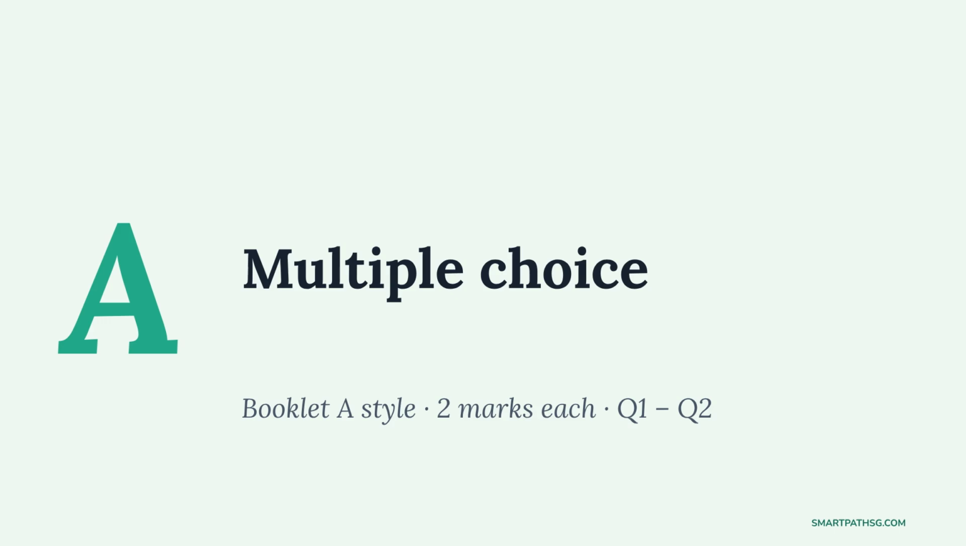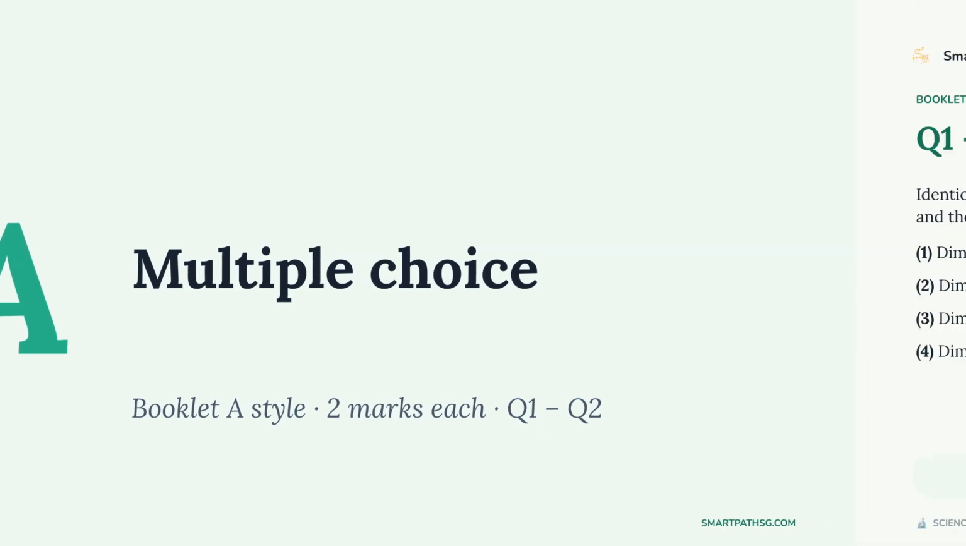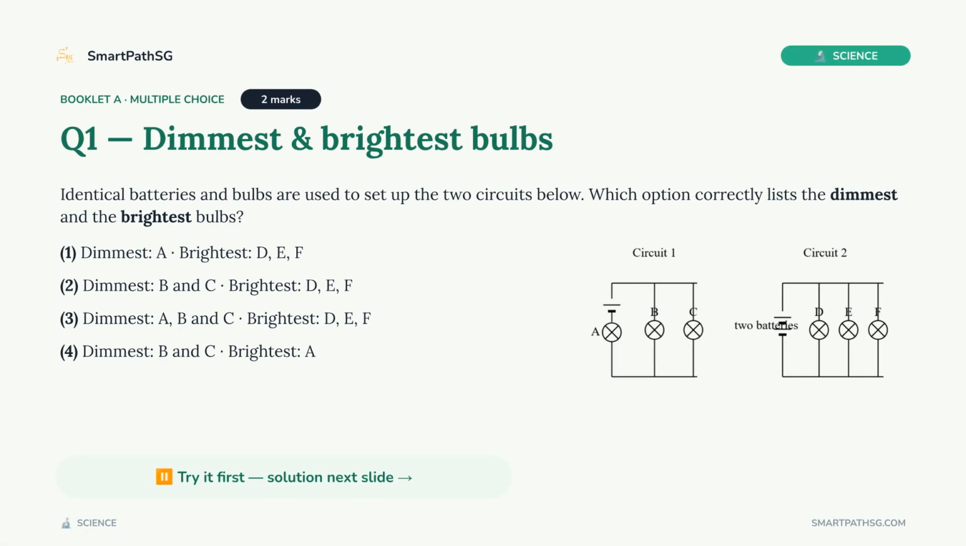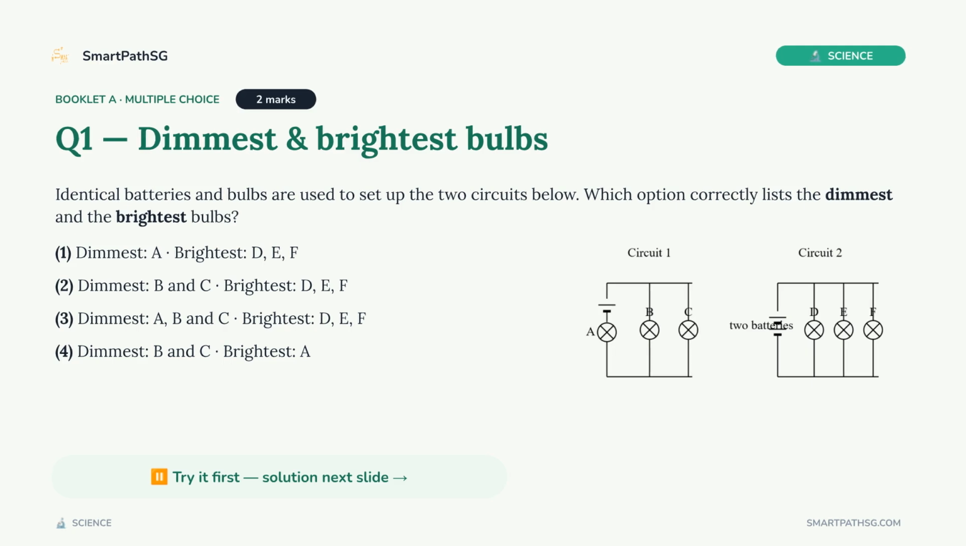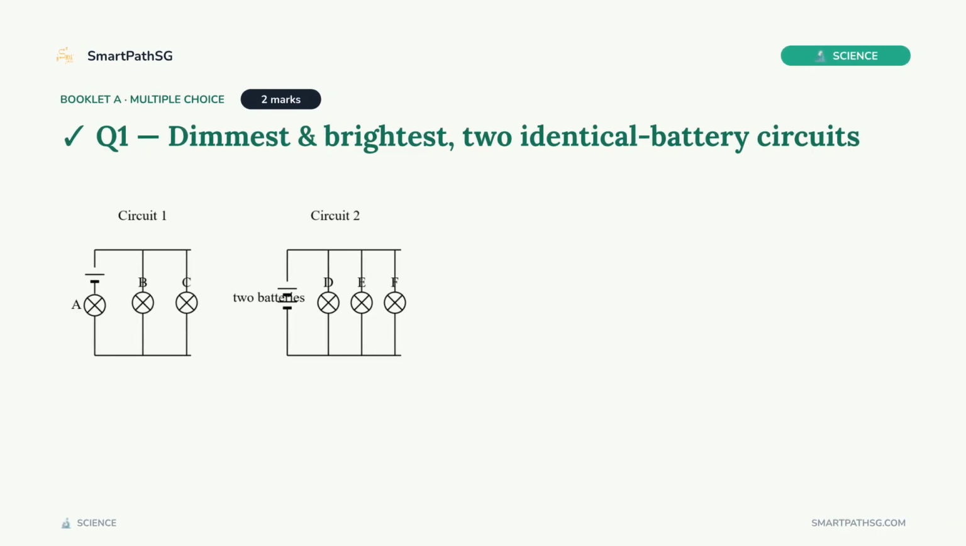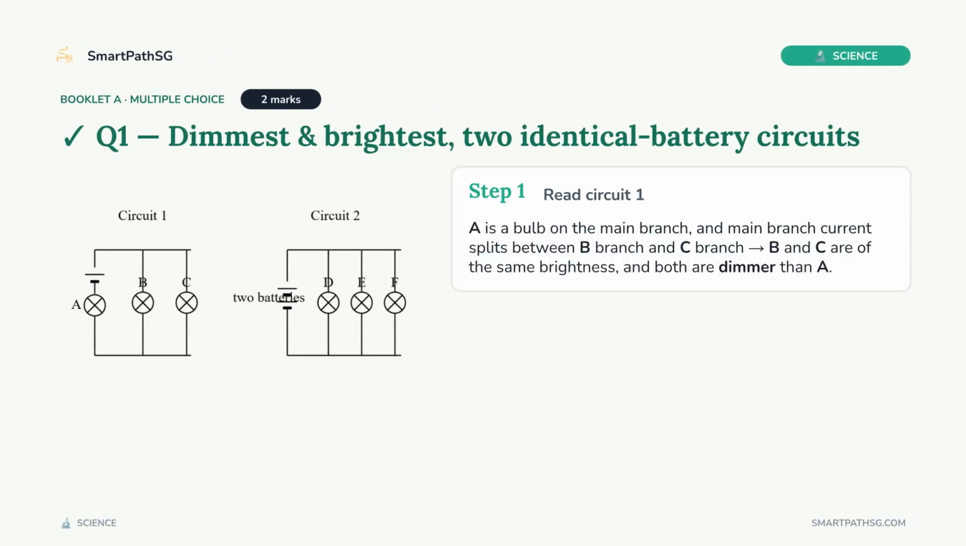Next, let's put what we just learned into practice using two Booklet A-style MCQs. Question 1. Identical batteries and bulbs are used to set up the two circuits. Which option correctly lists the dimmest and the brightest bulbs? How would you tell? Let's read circuit 1 first. A is a bulb on the main branch, and main branch current splits between B and C. Therefore, B and C are of the same brightness, and both are dimmer than A.